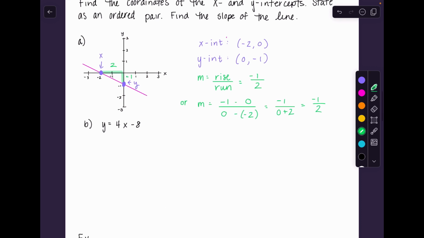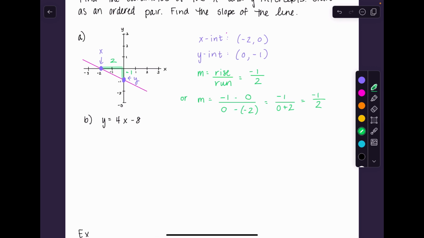Now for B, we don't have the graph here, so I'm not as lucky. I can't just look at a graph. I could graph this if I wanted, but that's not always the best to do by hand because it's really easy to make a mistake or not graph things to scale. So let's start by finding the x-intercept. If I'm finding the x-intercept, that means I'm on the x-axis, so I'm going to set y equal to 0, the opposite variable.